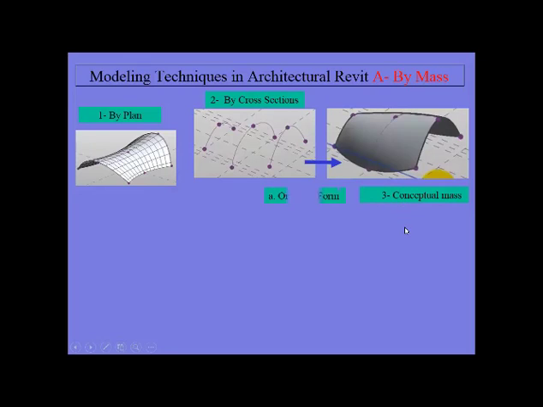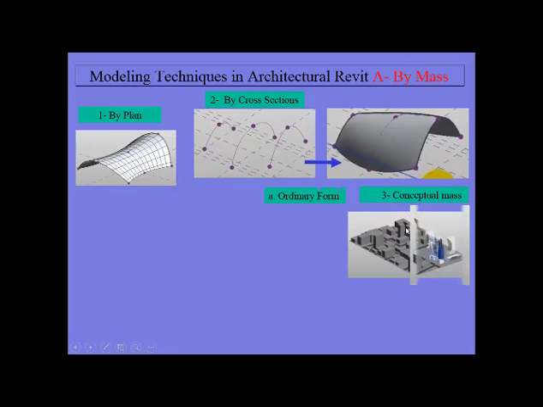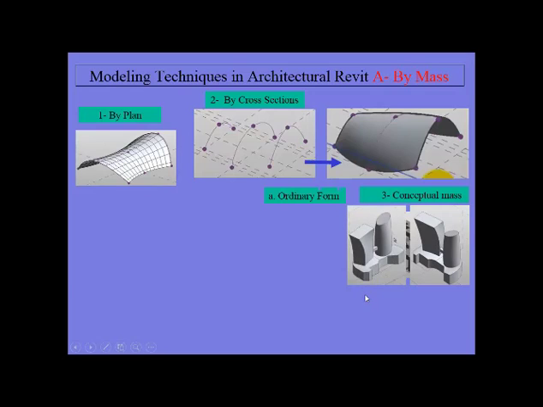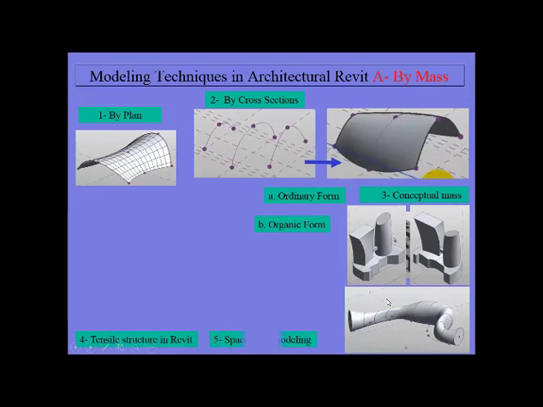طيب الكونسبشن ماس ممكن تكون عندي حاجة زي كده or something like this or like this or can be organic form. ممكن نعمل organic form. يبقى بالكونسبشن ماس we can make ordinary form يعني كتل اعتيادية عادية زي كده or we can make organic form something like this also using conceptual mass.